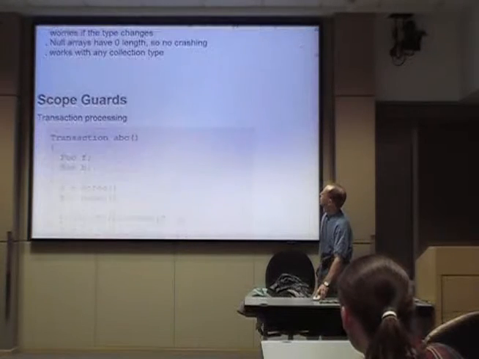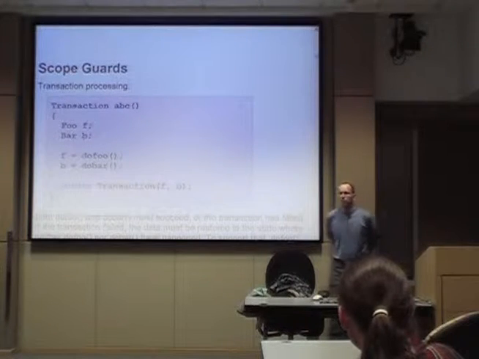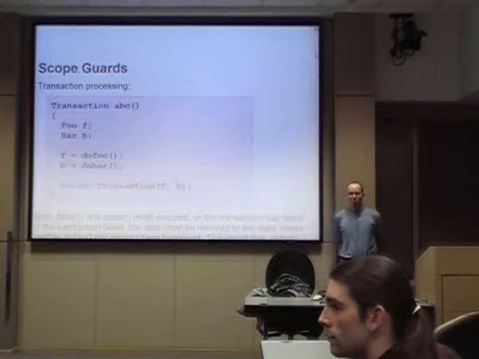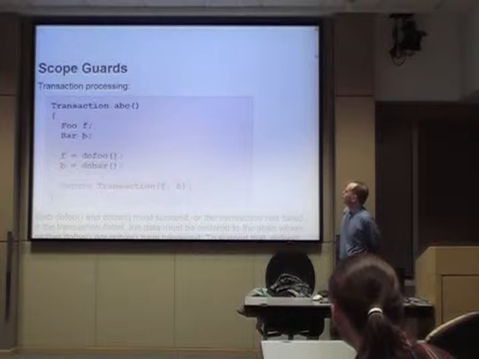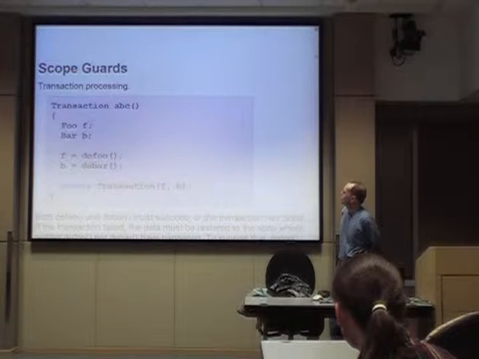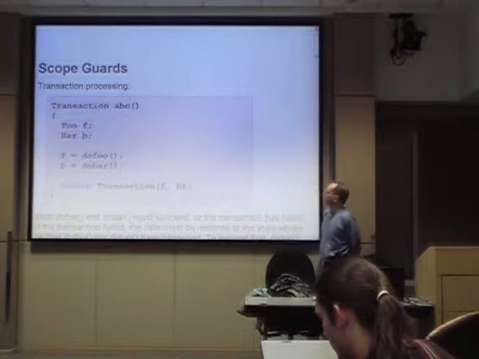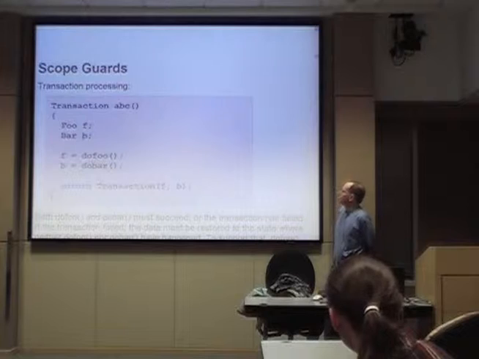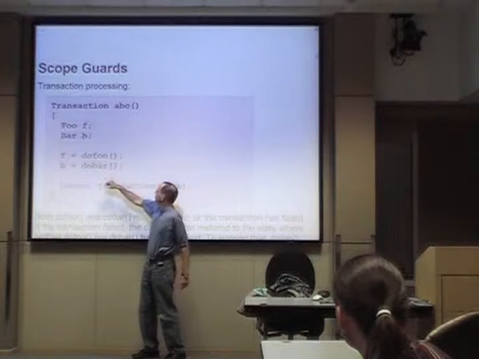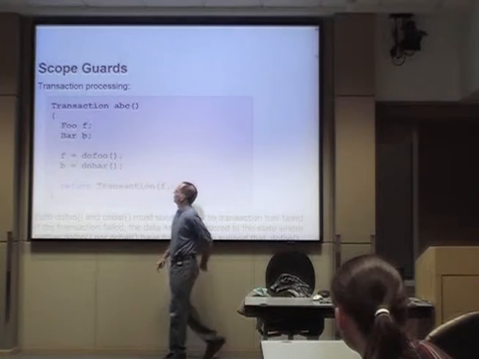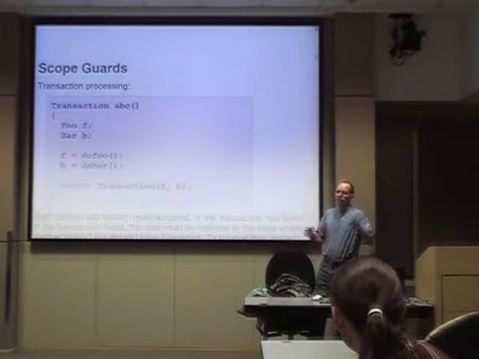So much for loops. The next thing is scope guards. Now, this clearly can be done in C++ because Andrei has implemented it in C++. It's a series of macros and templates. Scope guards help with transaction processing. Suppose I have a function abc that returns a completed transaction. And the transaction is composed of 2 parts, do foo and do bar, and they both need to succeed or neither should happen.